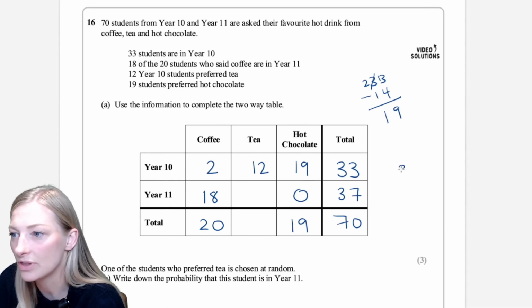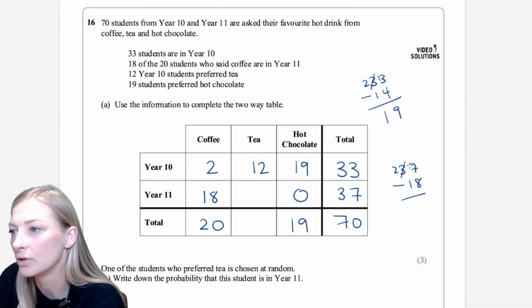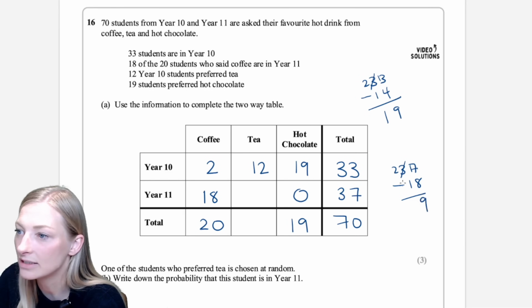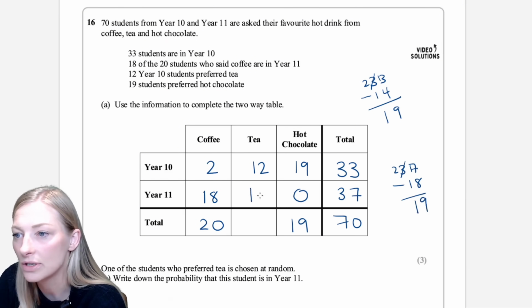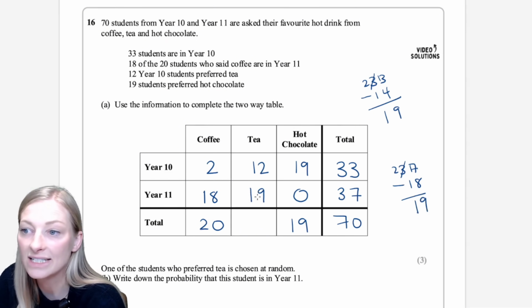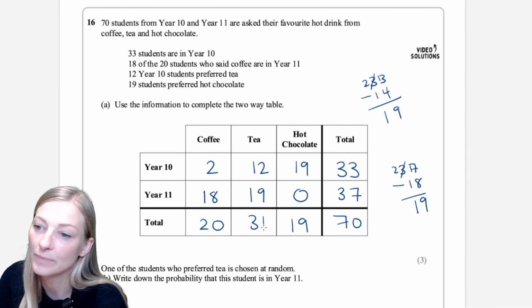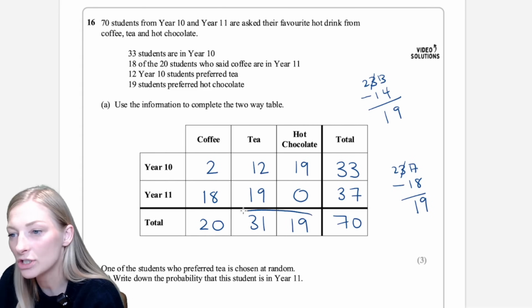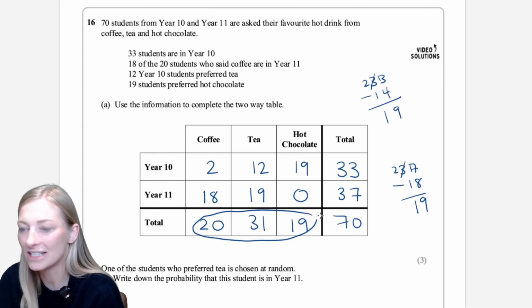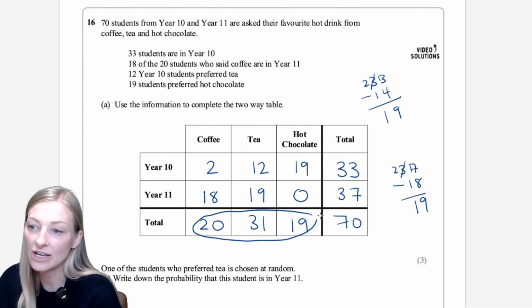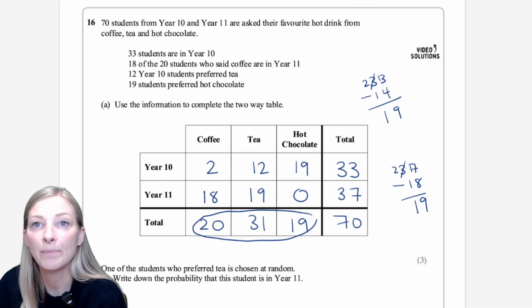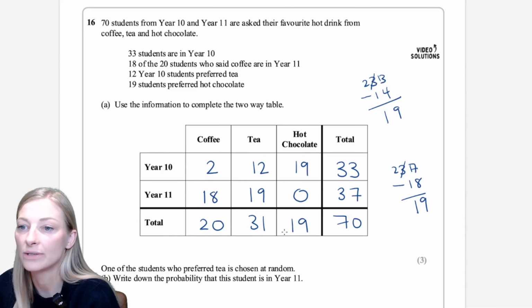So let's now do 37 take away 18, more on the floor, borrow from next door. 17 take 8 is 9, and 2 take 1 is 1. There we go, so 19 there. 12 add 19 is going to be 31. So that's how many said tea. And you might just want to check at the end, whatever the last calculation is, 20 add 31, add 19, that does indeed add up to 70. So I'm happy that that is correct.